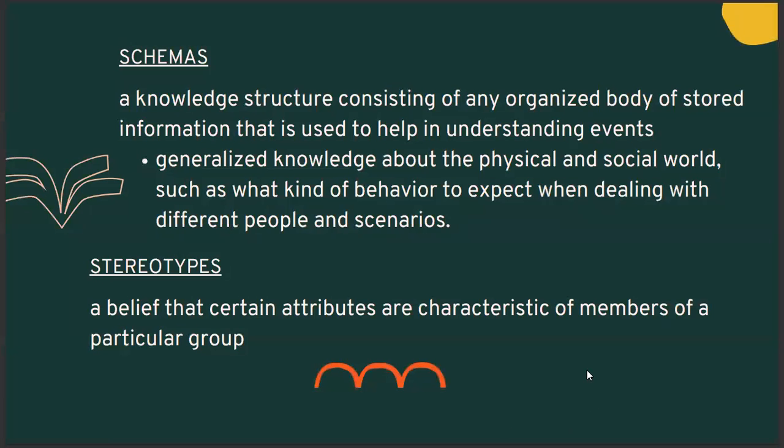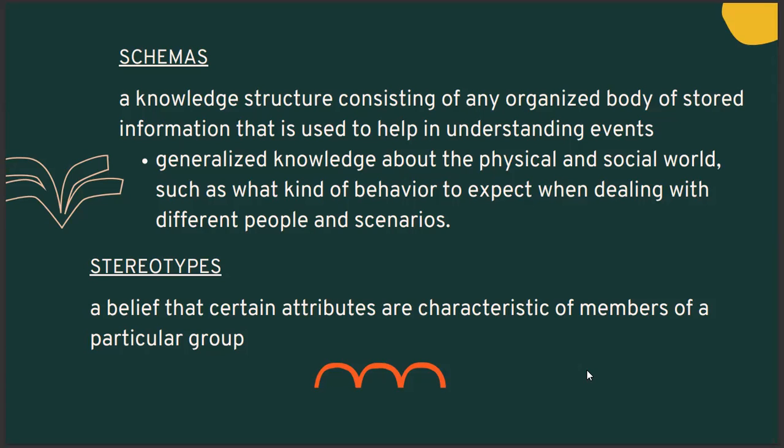Okay, schemas. Schemas are knowledge structures consisting of any organized body of stored information that is used to help in understanding events. This is generalized knowledge about the physical and social world, such as what kind of behavior to expect when dealing with different people and scenarios. So I think the easiest scenario, at least for me, to remember what schemas are is, how do you know to act differently in a five-star restaurant versus a McDonald's? How are you going to act differently in those two situations?